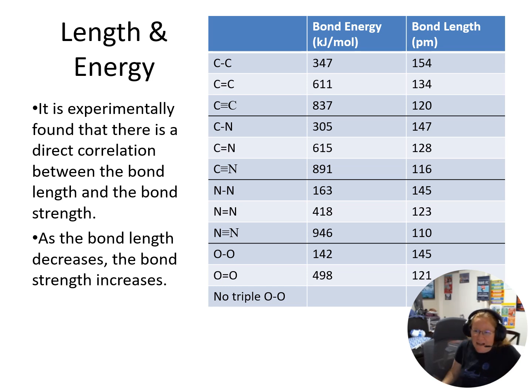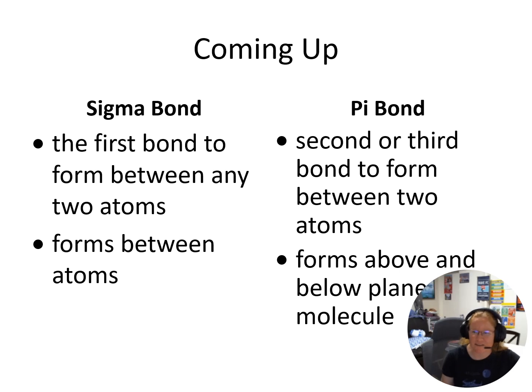All right, and then one last consideration to start thinking about are things called sigma bonds and pi bonds. So to have a molecule, we have to have sigma bonds. It's the first bond that forms between any two atoms. Okay, the pi bonds are the second and third bonds to form above and below the plane. So if I look at something like this nitrogen here, I have a triple bond. So I have one sigma bond and two pi bonds.